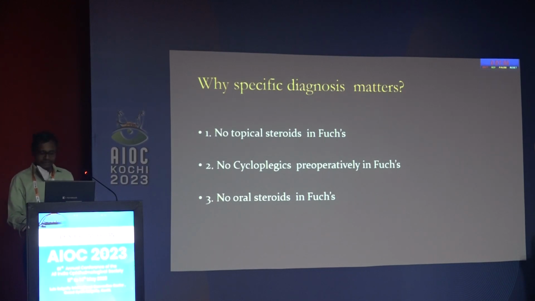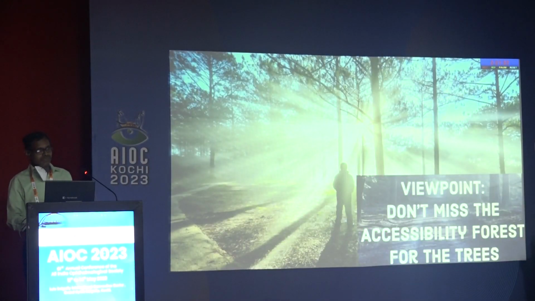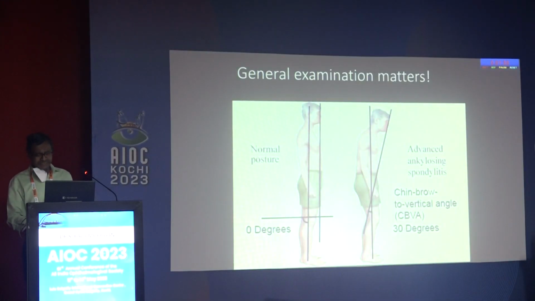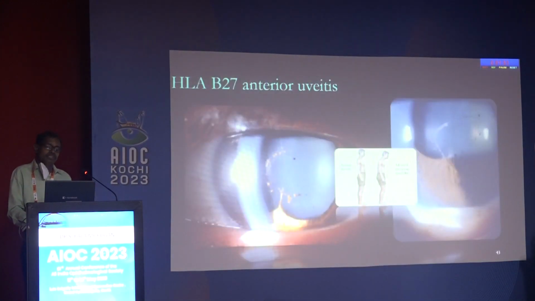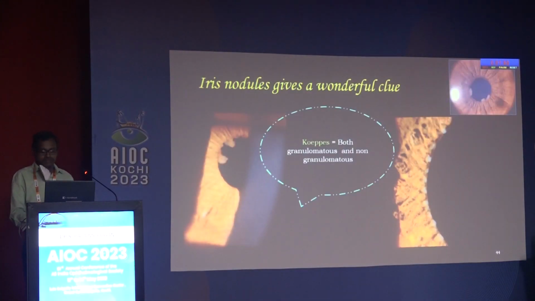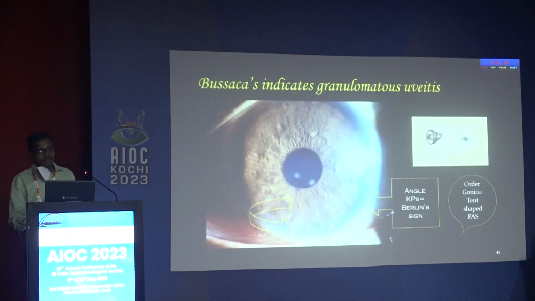As I said, when there is vitritis, don't keep bombarding with steroids. So even general examination is very important. As you can see, when a patient walks in with all the deformities, with fibrinous uveitis, you will suspect HLA-B27. Iris nodules, Koeppe, you know, can be in both granulomatous and non-granulomatous uveitis.